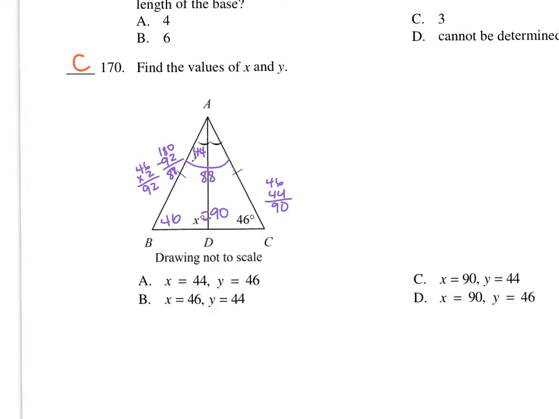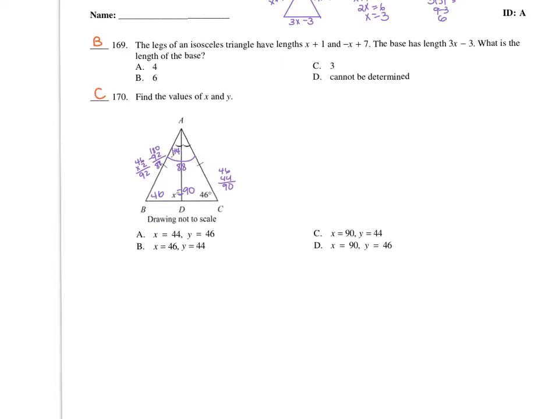170, you've got your congruent angles on the top, which makes the big triangle, sorry, an isosceles. 46 on the right means 46 is on the left. Add the 46 and the 44, subtract it from 180, and you get that x is 90.